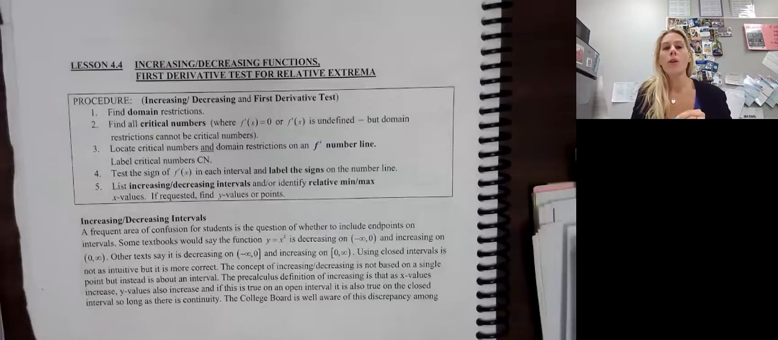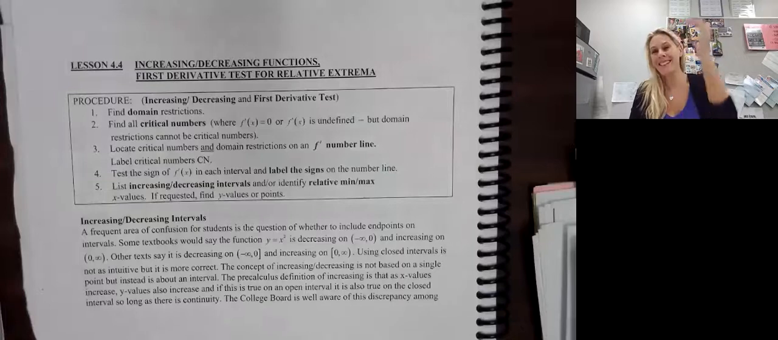After that, we locate the critical numbers and domain restrictions on an f prime number line. So in other words, our sine ray, okay? We're going to do our sine ray, and then we are able to identify the intervals in which our graph would be increasing or decreasing, and then we would be able to identify the relative max or min, depending on increasing then decreasing or decreasing then increasing. So we'll see how that works.